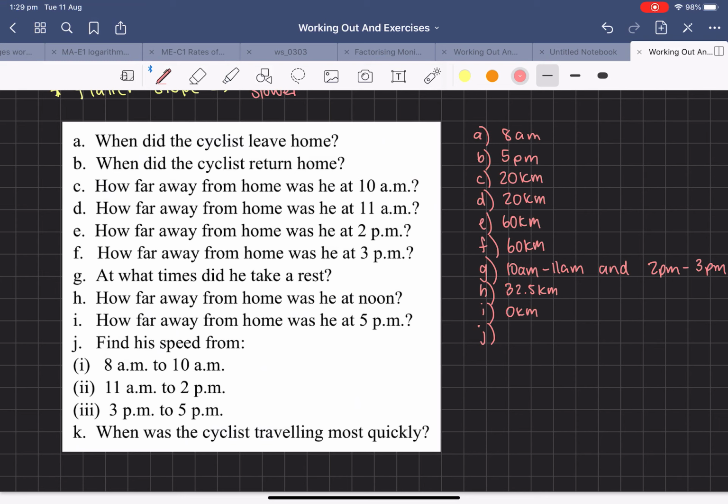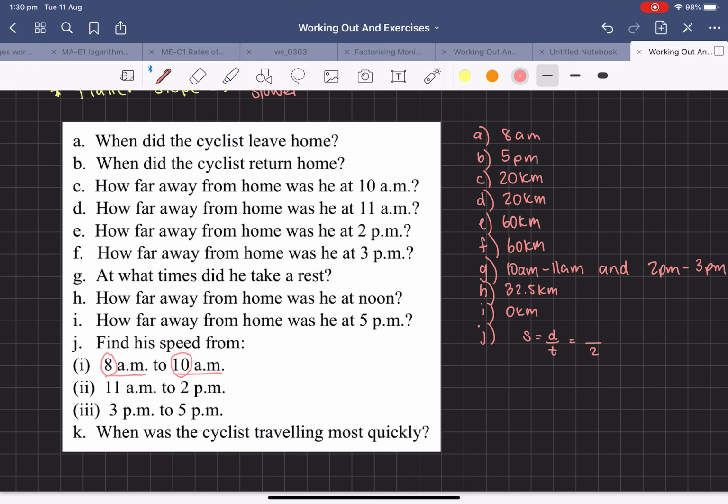Okay, find his speed in these time sections. Now, we talked about this before, but I'll do it in a little bit more detail now. 8 a.m. to 10 a.m. Okay, so we learnt in the previous worksheet that speed equals distance over time. So what I need to work out is what distance did he travel between 8 and 10, and how long did it take him? Well, clearly from this, the time is 2 hours. From 8 a.m. to 10 a.m., that's 2 hours.